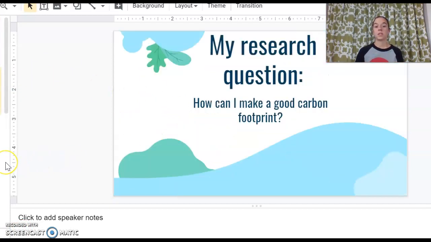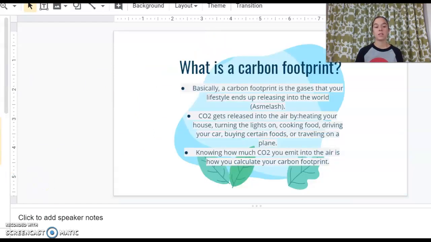So this person's research question is, how can I make a good carbon footprint? All right. Now you might be asking yourself, what is that? So they're going to jump right into their information here. Number 1, boom, I'm going to teach my reader what is a carbon footprint.